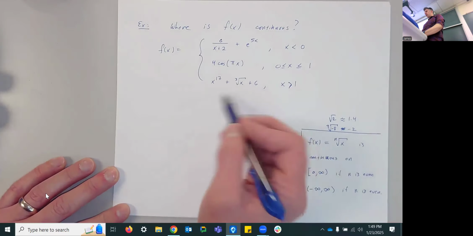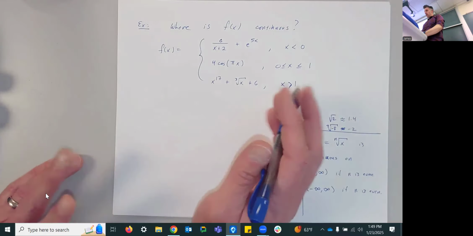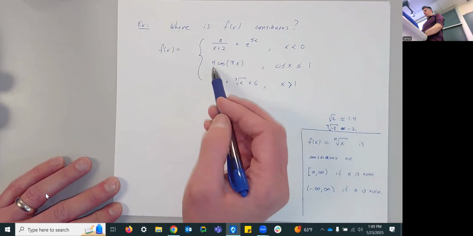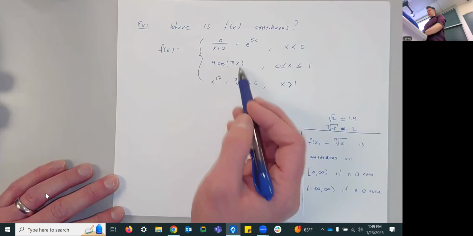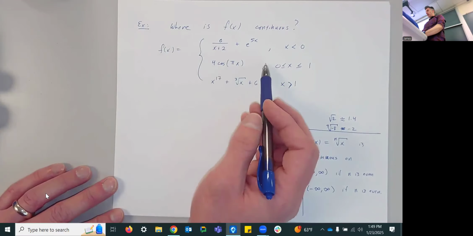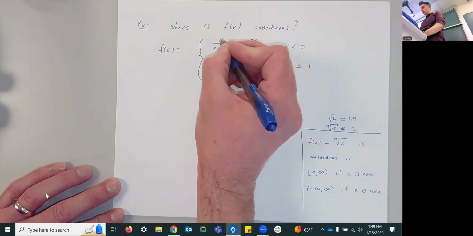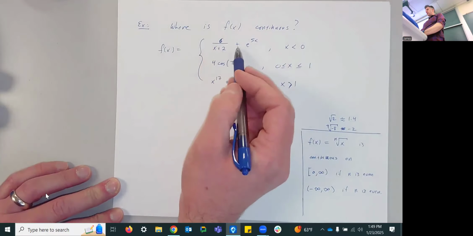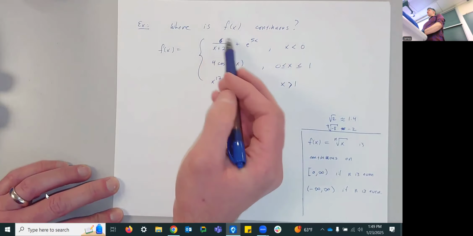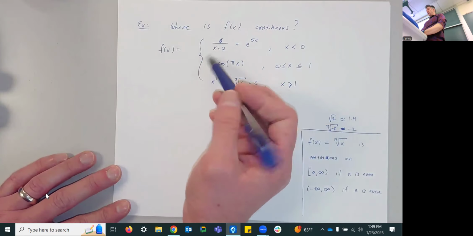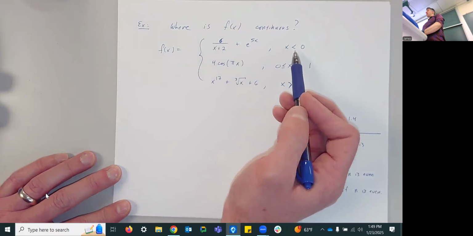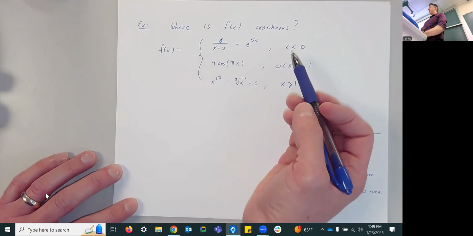Okay, back to this though. This bottom thing is good to go. It's defined everywhere. We're cool. This middle thing, 4 times cosine of pi x: cosine is continuous everywhere it's defined, and pi x doesn't have any problems, so good to go there. This first piece though, 6 over x plus 2 plus e to the 5x: the 6 over x plus 2 is undefined when x is equal to what? Right, and -2 is in this part of the domain, so this function actually is undefined at -2.